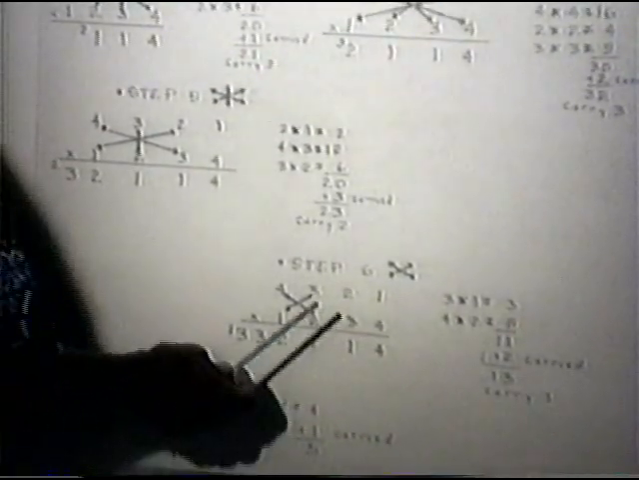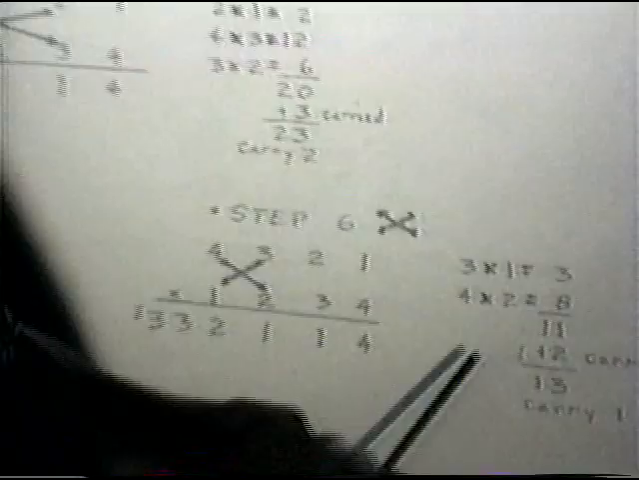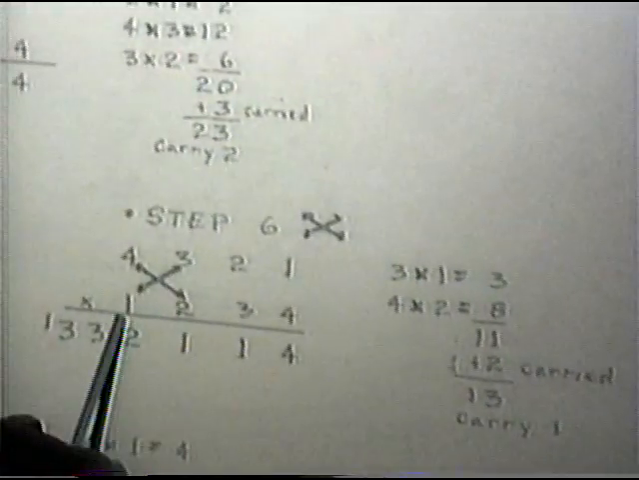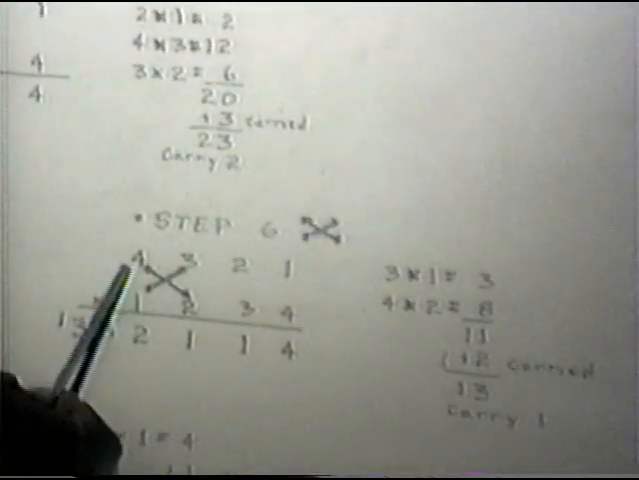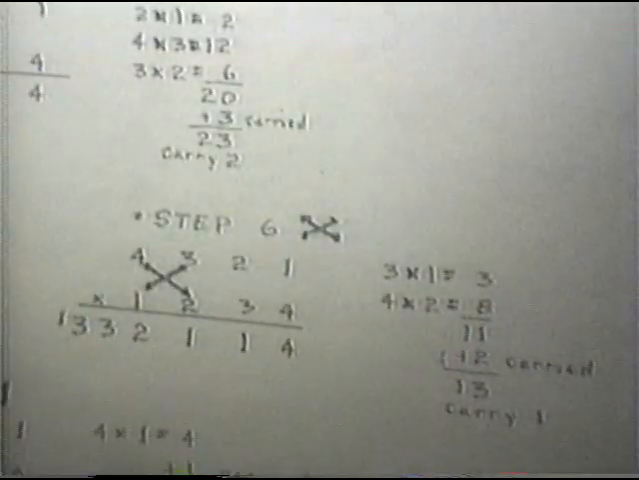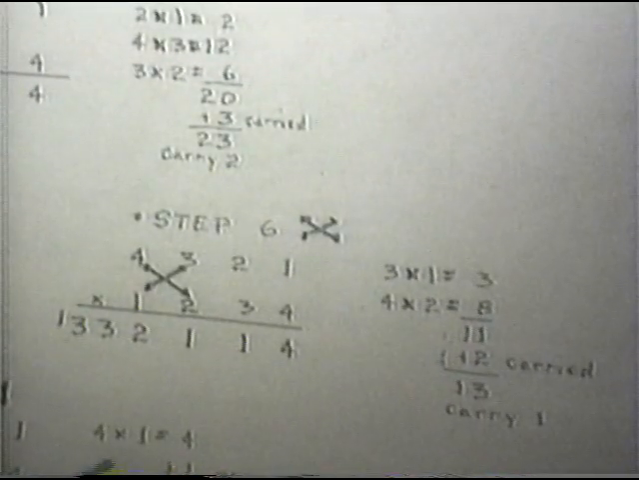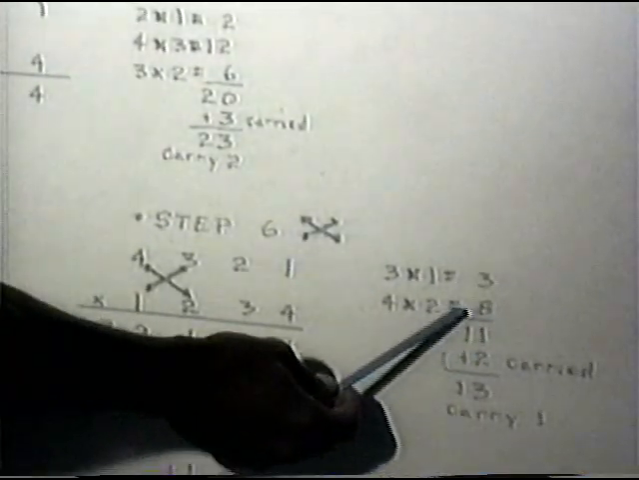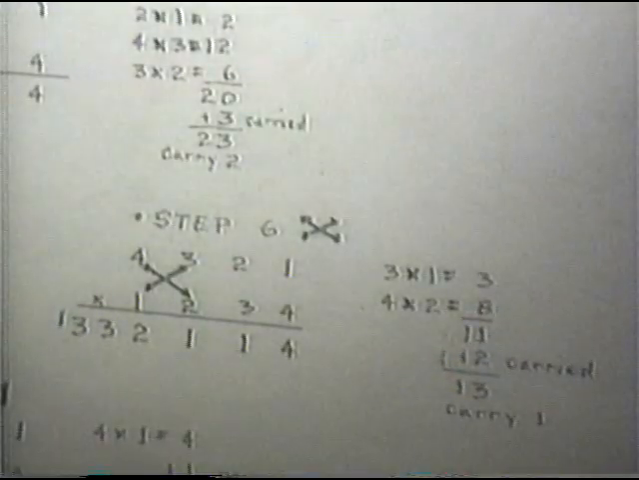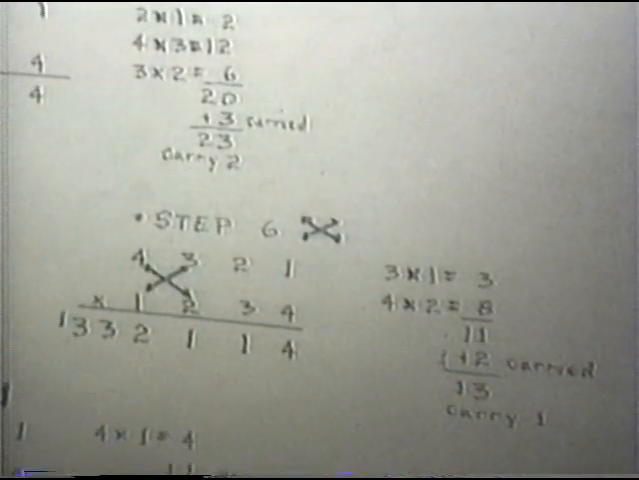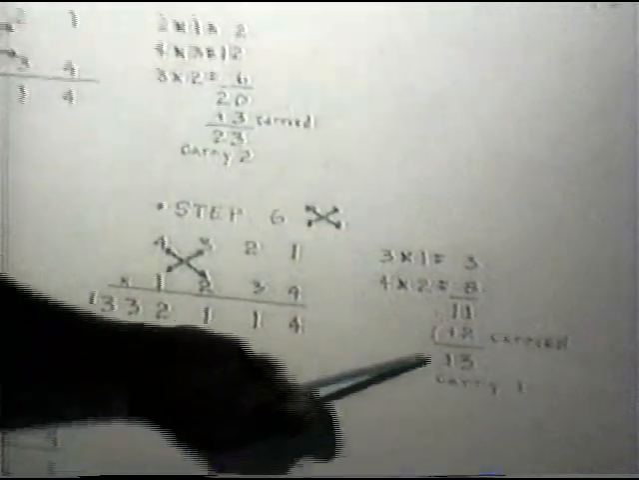Now we're in the sixth step. We cross multiply. 3 times 1 is 3. 4 times 2 is 8. And 8 and 3 is 11. And the 2 that we carried, remember we carried 2 from step 5, which gives us 13. We write 13, but we're going to carry the 1.